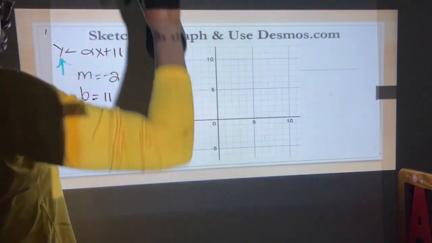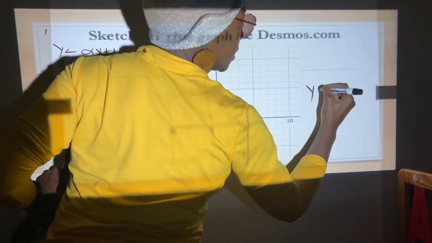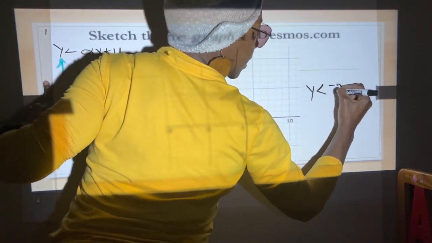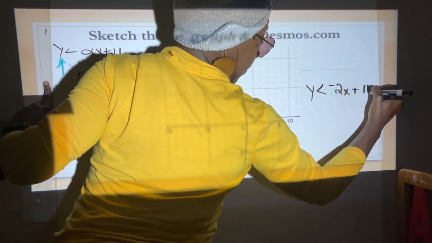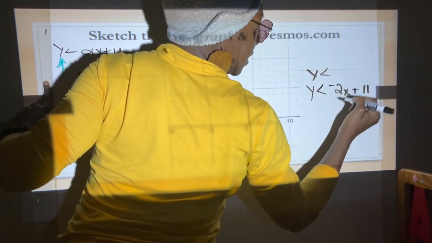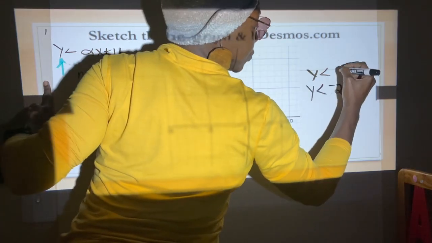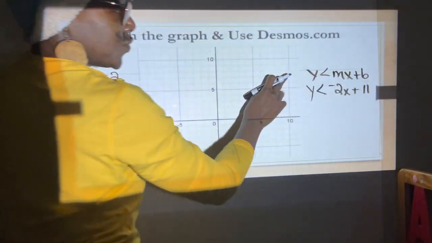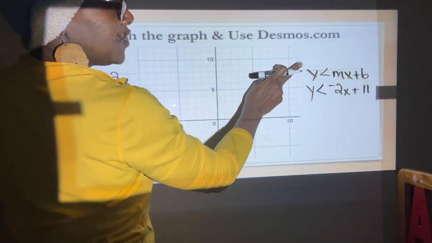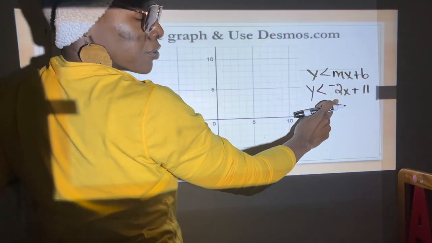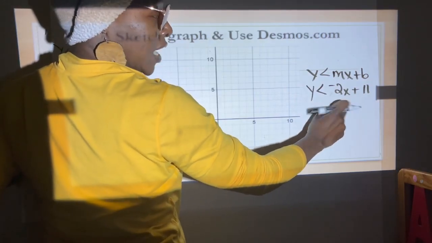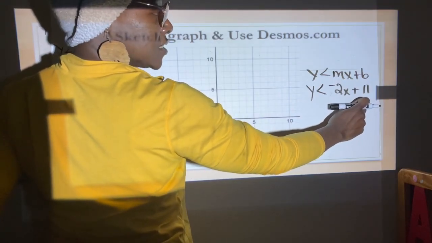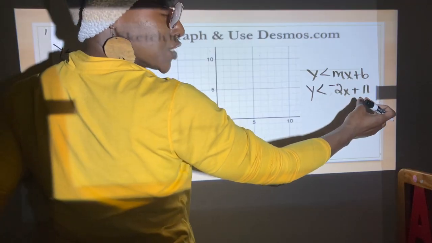Let me erase this mess and put it where we can see it. Our equation was y less than, not equals, right? Y less than negative 2x plus 11. This is the general mx plus b, slope-intercept form, and that's with your symbols in it. This is with the actual numerical values. If you're looking for the slope or the m value, it's the value that's in front of your x. If you're looking for the y-intercept or the b, that is the value that's added to the x term, okay?